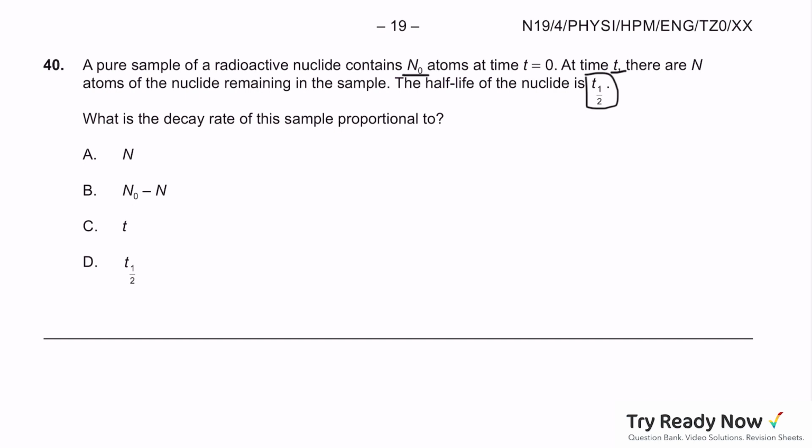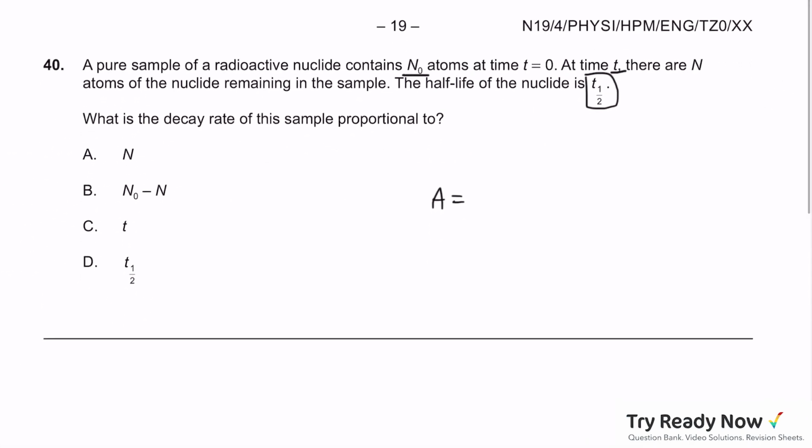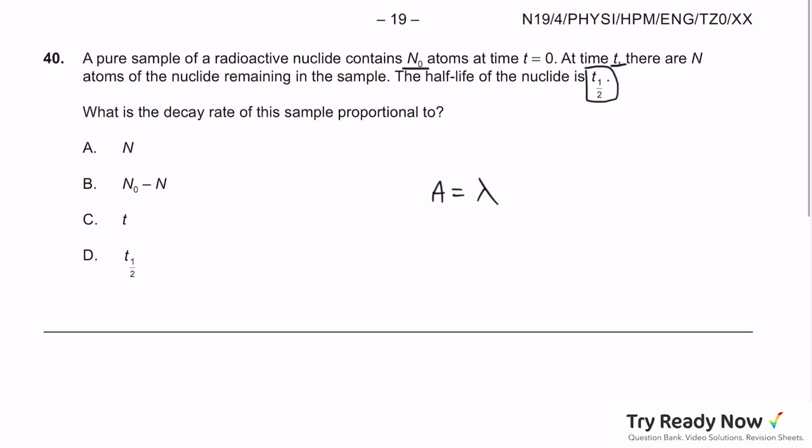So we know in order for a nuclide to decay, it needs to have existing atoms remaining in order to decay. The less amount you have remaining, the less activity you get, the less decay you get, because there's less amount of atoms that could potentially decay. That means for question 40, our answer is actually N, and this is because the decay rate is proportional to how many atoms we have left that could be decayed. And I hope that makes sense.